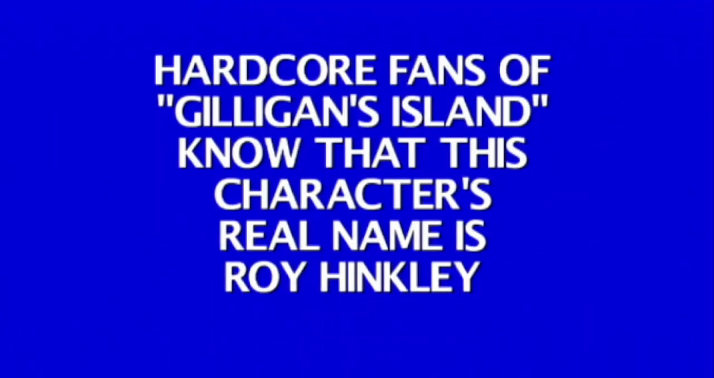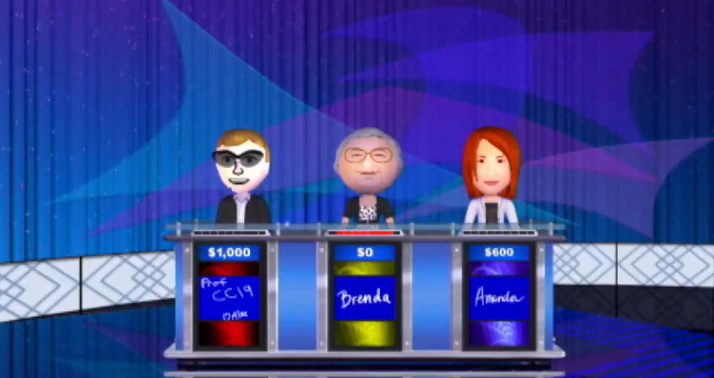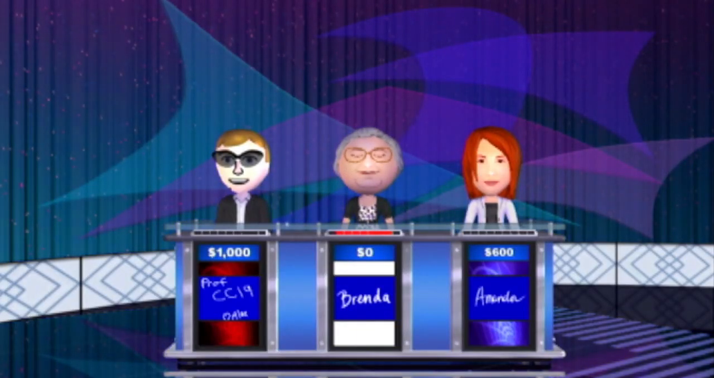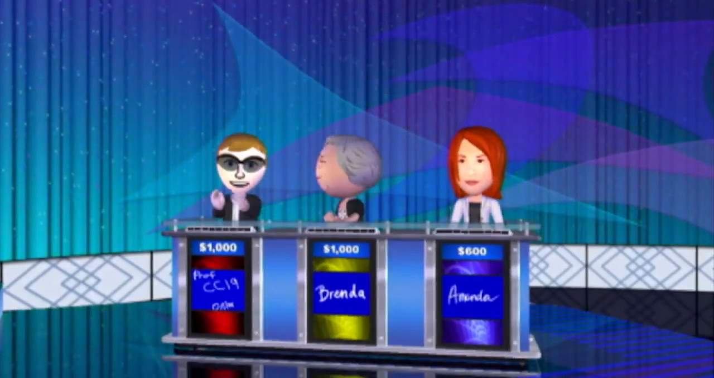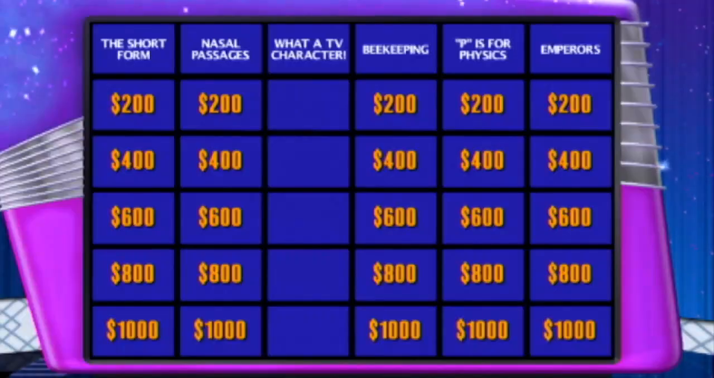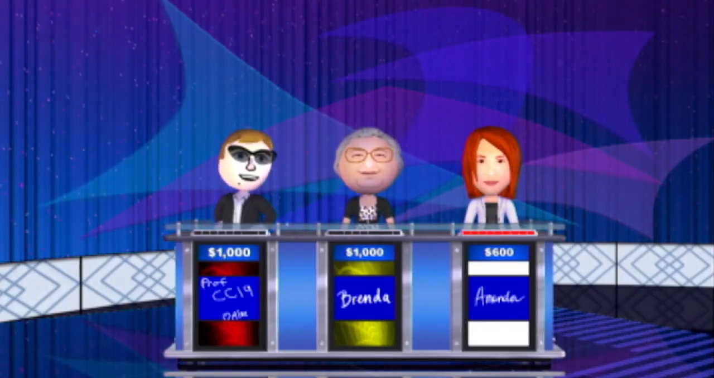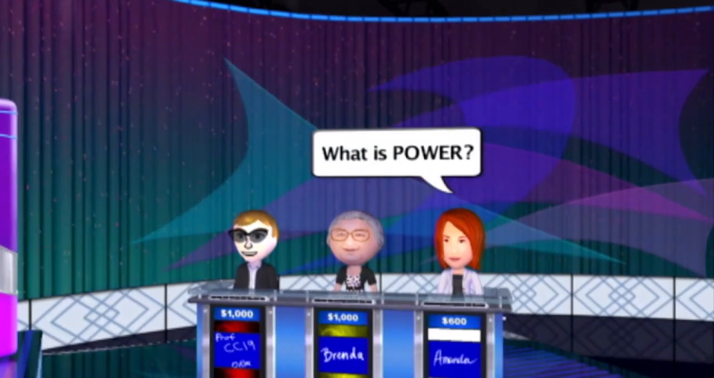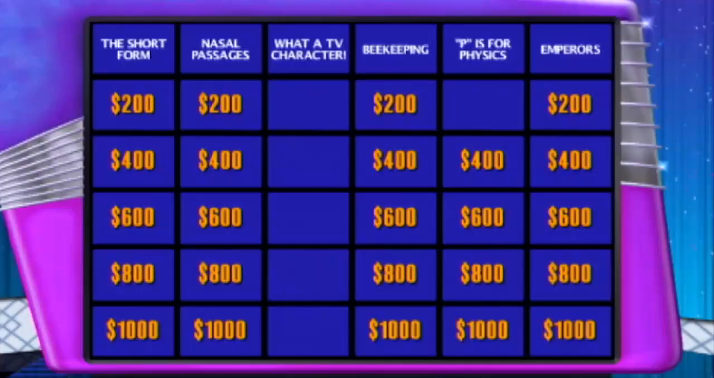Hardcore fans of Gilligan's Island know that this character's real name is Roy Hinckley. Okay, Player 2. Correct. You again, Player 2. It's the P in P equals force times velocity. It's Player 3. Yes. Yeah! Select again.